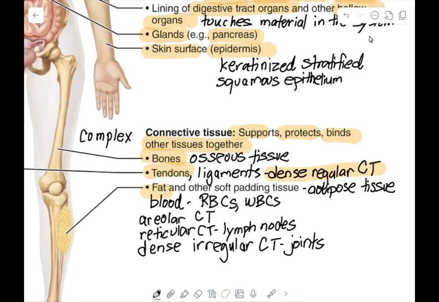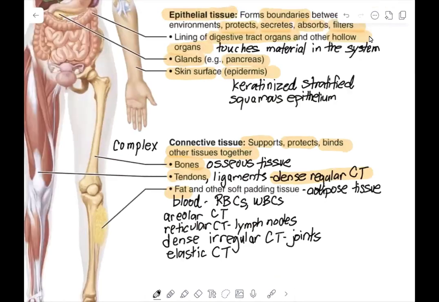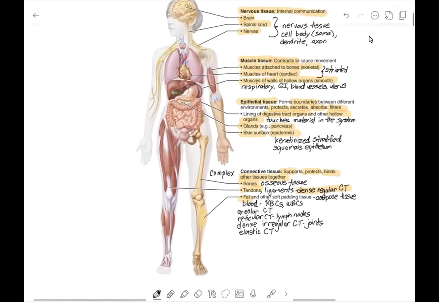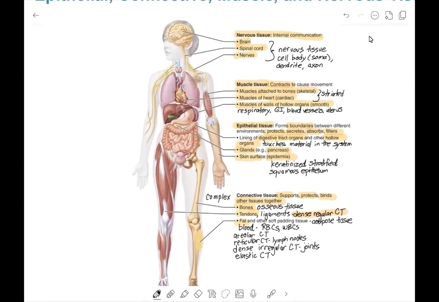There's also elastic, dense connective tissue. There's three types of cartilages, and then the blood and the bones. So there's quite a few of connective tissue. I don't expect you to remember them at this point because we're going to go through each individual one.